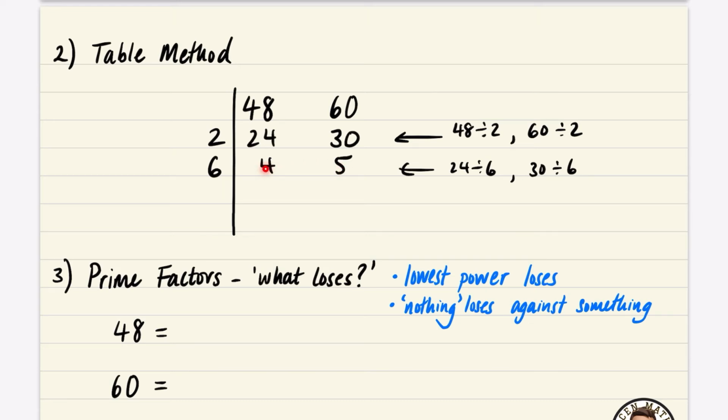Now, there's nothing that 4 and 5 can be divided by apart from 1. But if I put 1 here, I would have 4 divided by 1 and 5 divided by 1, and it's just kind of pointless, really. So we stop at this stage because there are no more common factors other than 1.